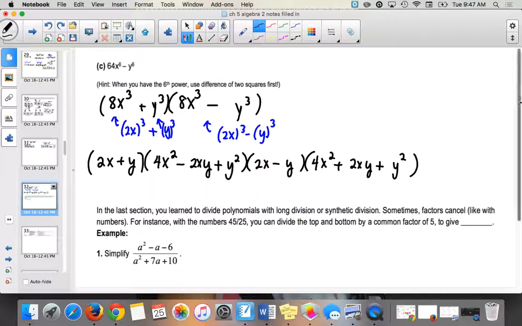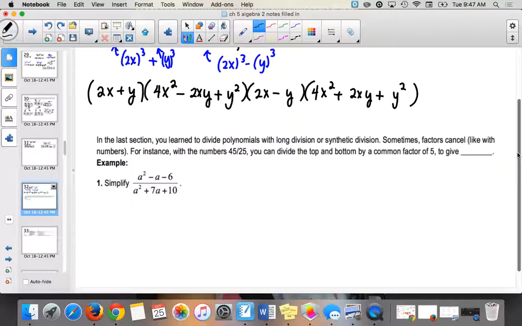All right, and then the last thing we have is sometimes something called a rational function. We have a numerator that has a polynomial and a denominator that has a polynomial. You could do this with long division, but we don't. We want to look to see if we can factor things, and we'll do more of this in chapter 9. Sometimes factors cancel, like with numbers. If you had 45 over 25, it's 5 times 9 over 5 times 5, so I can reduce out the numbers. 5 and 5 cancel, and I get 9/5, right?